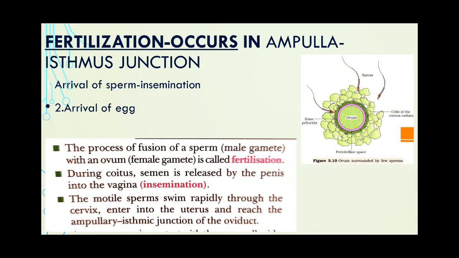Now next we will start with fertilization. Fertilization is a process of fusion of 2 types of gametes, spermatozoa and ovum, and it occurs in the ampullary-isthmic junction.